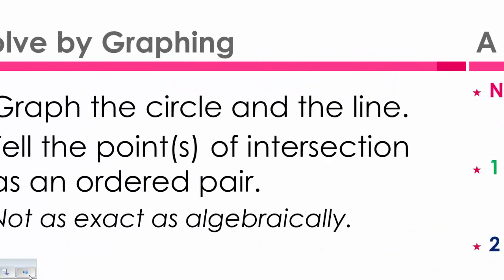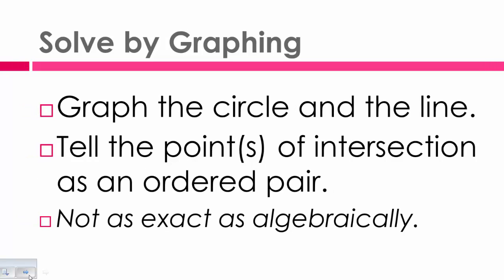There's two ways that we're going to look at doing this, and one is solved by graphing. We're going to graph the circle and graph the line, and then decide if they intersect or not. Keep in mind that graphing is not as exact as when we do this algebraically.